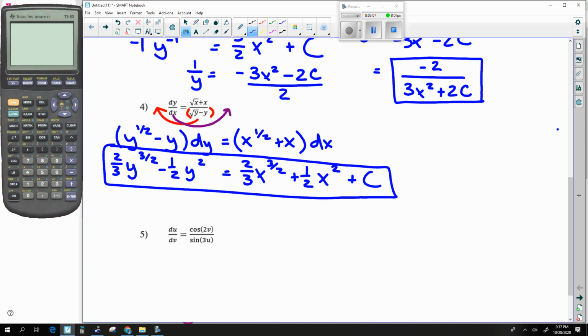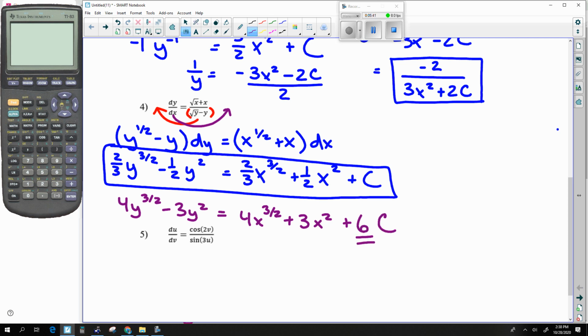I think it's fine to get a common denominator. So I see a 3 and a 2. So if I multiply everything by 6, this ultimately would be 4y to the 3 over 2 minus 3y squared is equal to 4x to the 3 over 2 plus 3x squared. And then I don't think you have to have the number on the C.